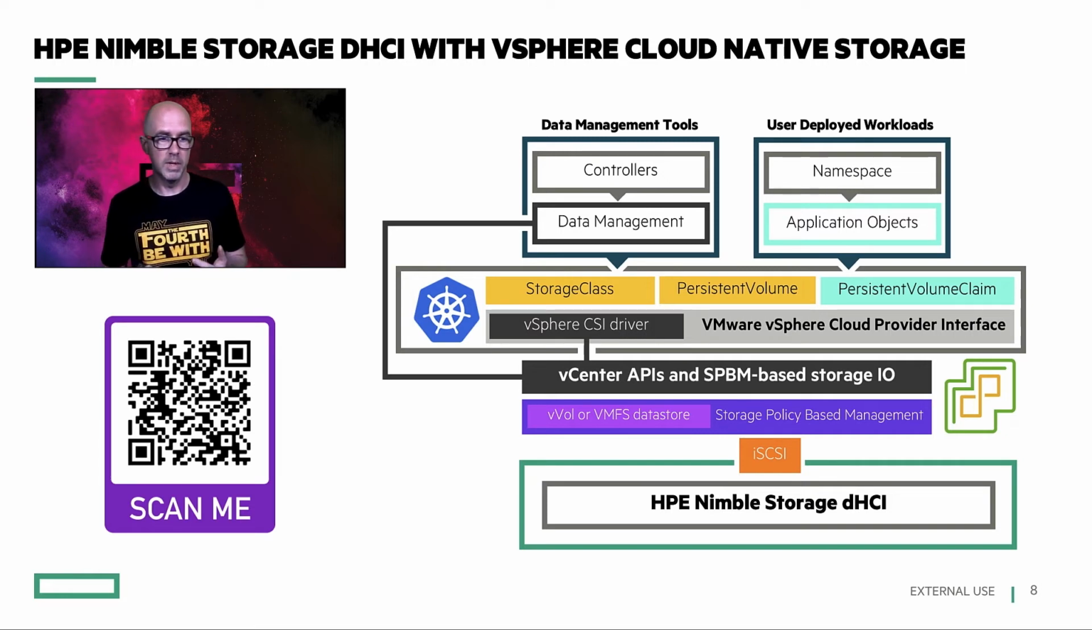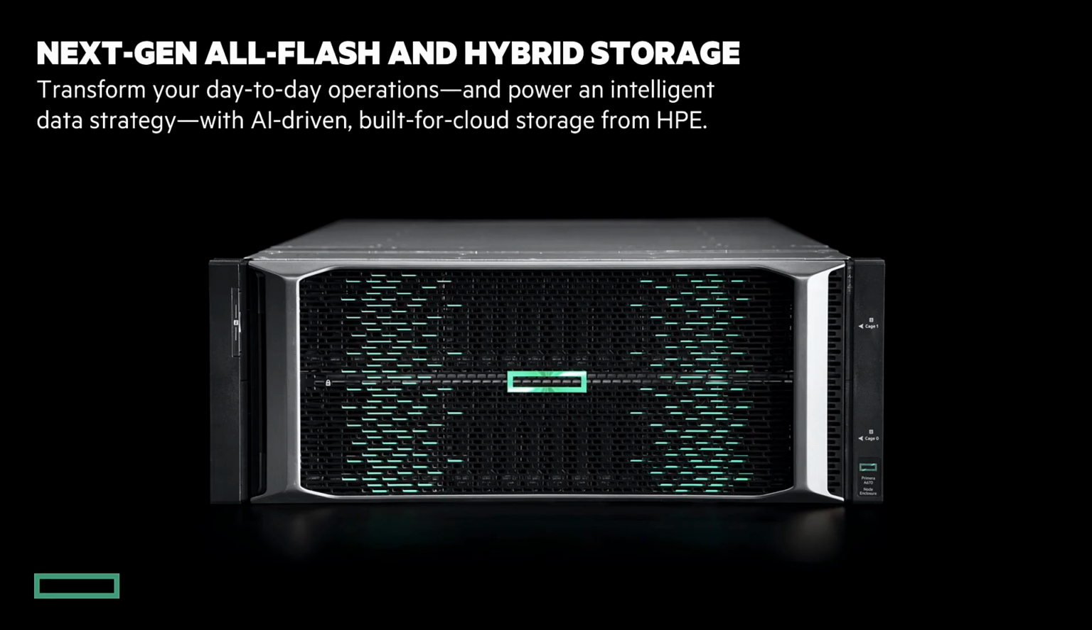And a good example for that is Kasten. They have their own way of communicating. They have the ability to communicate with vCenter as an infrastructure provider and then provide the necessary data management capabilities. Our next-gen all-flash and hybrid storage arrays, such as HPE Primera and HPE Nimble Storage, provide an AI-driven storage experience powered by predictive analytics with an AI engine called HPE InfoSight.